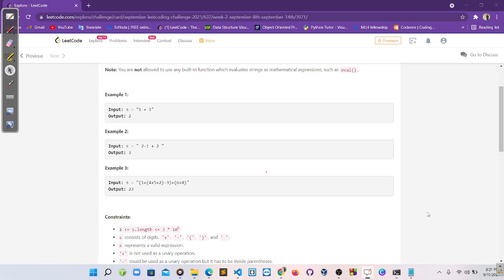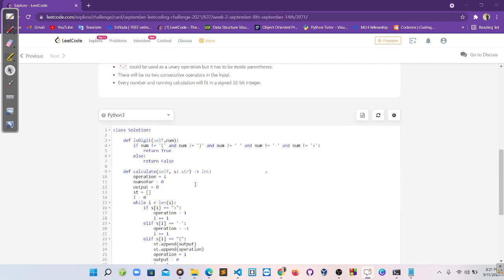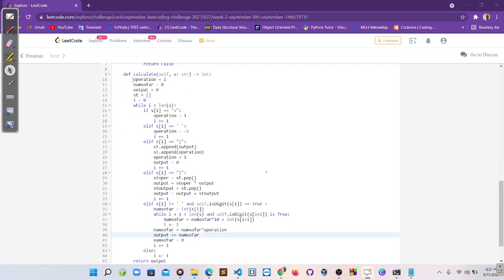Okay, so the code is very easy, as I said. We have 3 things: there is operation, there is a number so far, and there is the output. Now there is a stack and there is an i. Simply, if the character is a positive, operation becomes 1. There is a simple incrementation. After that, if it is a negative, it becomes -1.